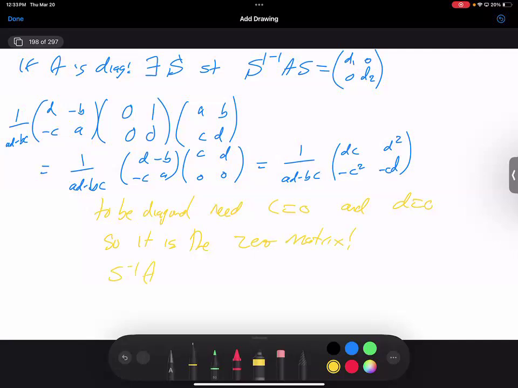So S inverse AS would be the 0 matrix, or A would be S times the 0 matrix times S inverse, which is just the 0 matrix again, which is false. So we at least have one matrix that's not diagonalizable. Again, you want to collect examples. With probability 1, if I write down any matrix, it can be diagonalized. But here's an example of a matrix that can't be diagonalized. It's a beautiful result that any real symmetric matrix, any complex Hermitian matrix can be diagonalized.